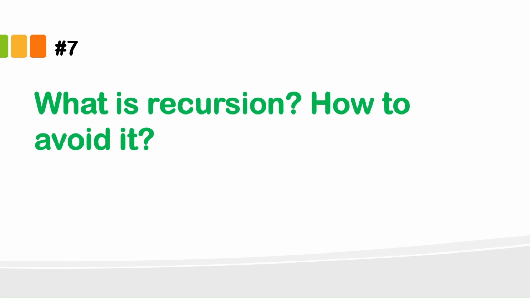The seventh question is, what is recursion and how to avoid it? The answer is, a recursive trigger is a trigger which performs an action like inserting or updating, which invokes itself or executes the same logic again and again in a loop. For example, after insertion of an account, inserting another account results in recursion. So how to avoid recursion? We have three ways. First is to use a static boolean variable, second is to use a static set, and third is to use a static map.